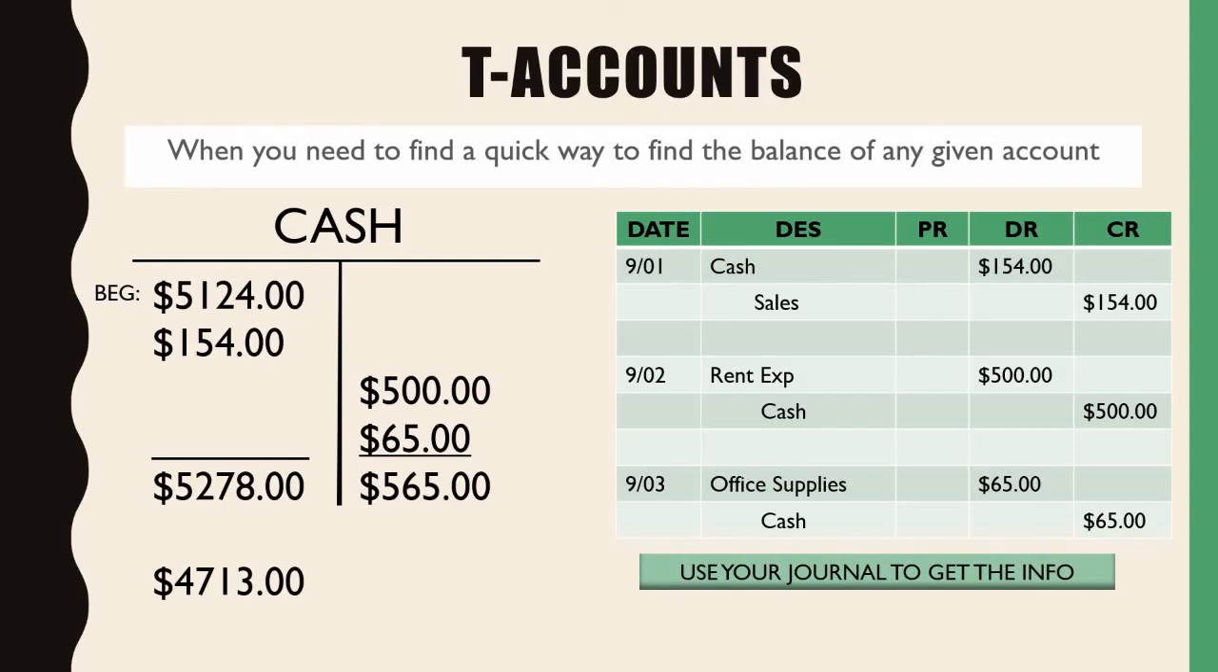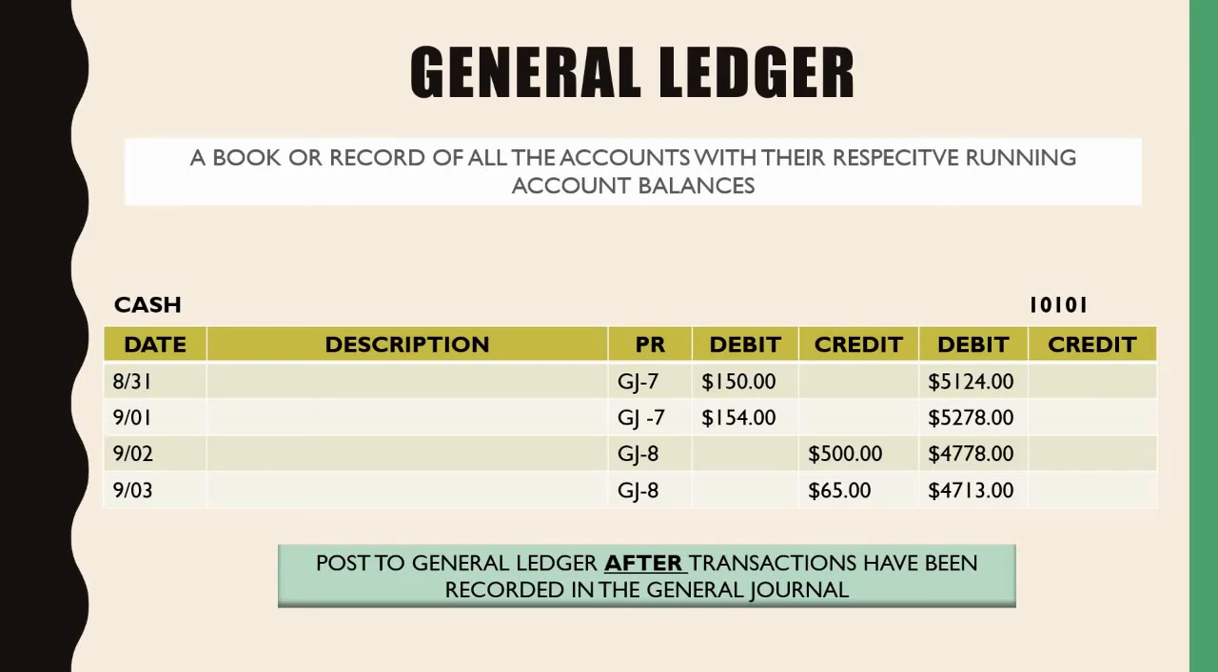As you can see here with the journal transactions from the previous one, we journalized that we had sales. We also journalized that we had to pay rent, and we also had to pay for office supplies. So here in the general ledger, not only are you making a copy of whatever you have in your journal, it allows you to show what money you have left in your account.